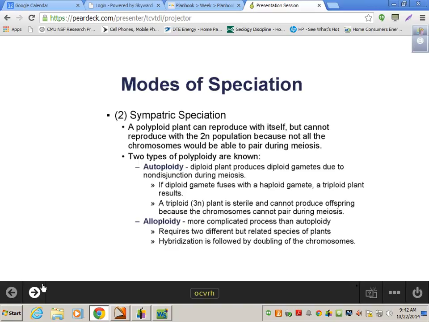Okay. So there's 2 types of polyploidism that are known. The first one is autoploidy. This is where diploid plants produce diploid gametes due to non-disjunction during meiosis. Let's talk about the word non-disjunction. If you've had biotech, you're like, oh, I know what that is. If you haven't, you're probably like, I don't get that.